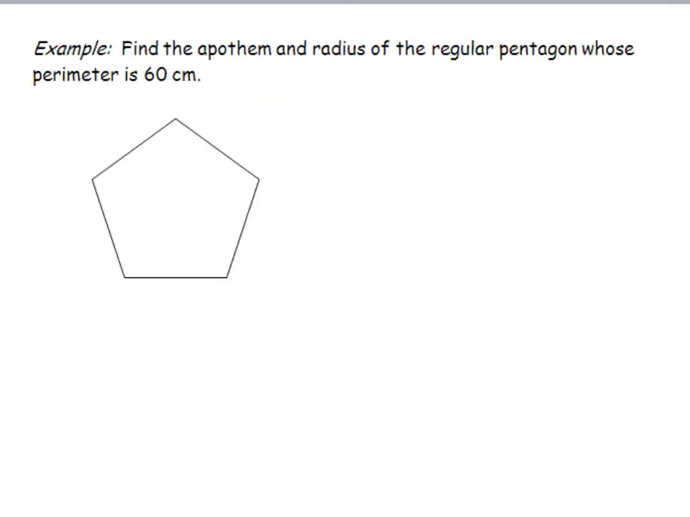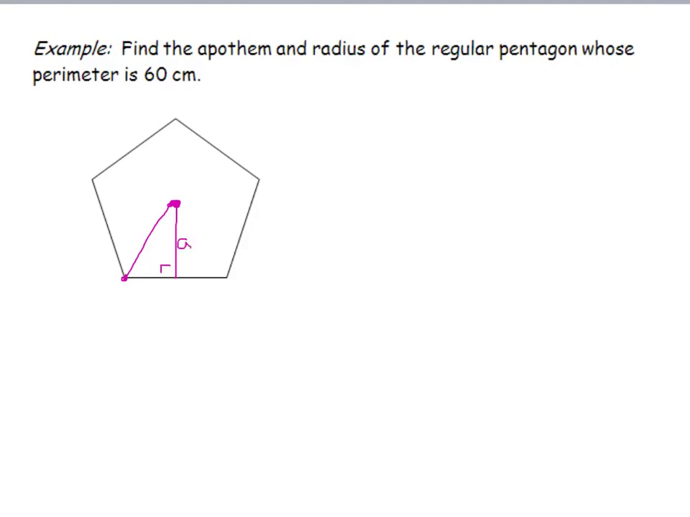So let's take a look at an example. Here, they want us to find the apothem and the radius of a regular pentagon whose perimeter is 60 centimeters. Let's look at the apothem first. The apothem is the segment that goes from the center of my circle straight down, the shortest distance. And the radius is the distance from the center to the vertex of my pentagon.